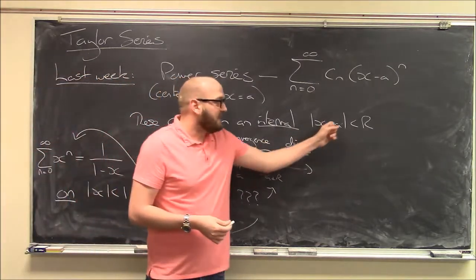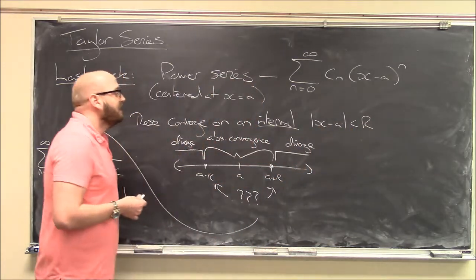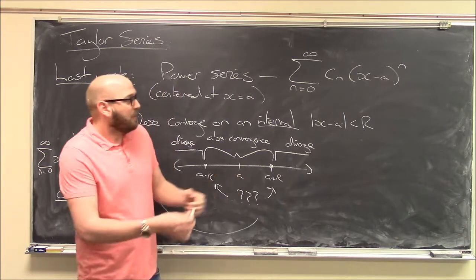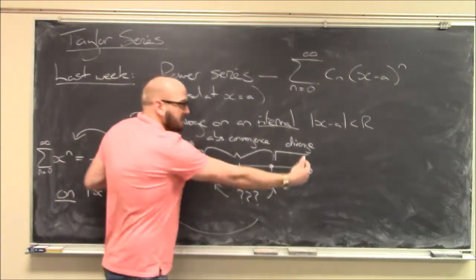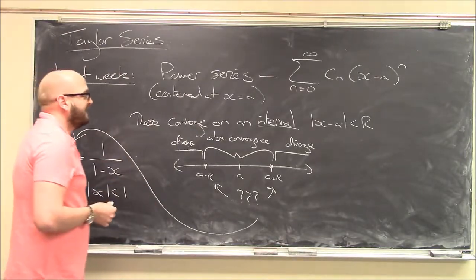This interval might actually be a single point, right? R might actually be 0. So that interval could just be a single point at a. Or R could be infinite, and the interval is actually the whole real number line. But prototypically, this is the picture you should have in your mind.